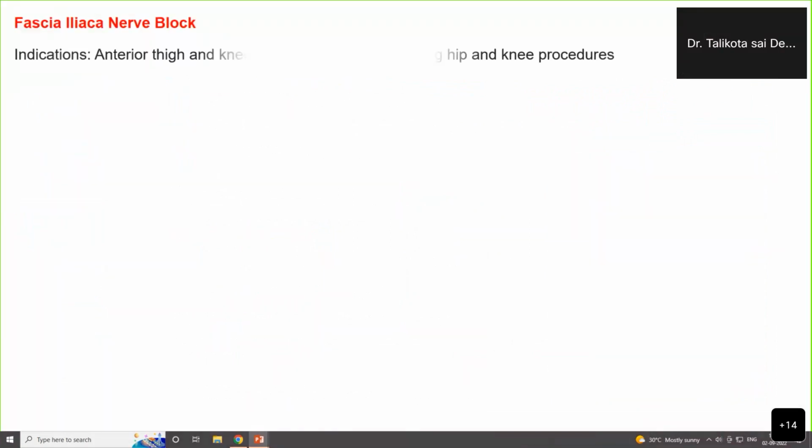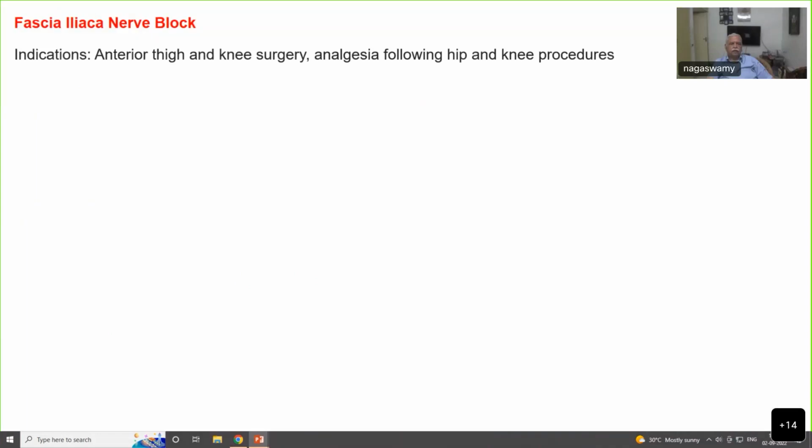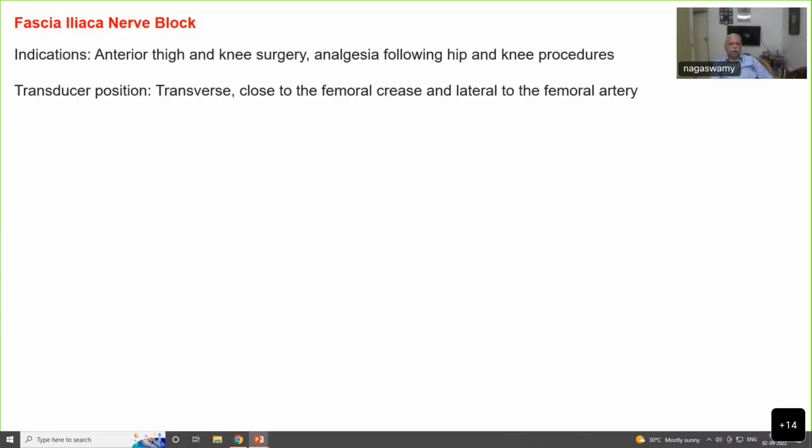So the fascia iliaca block indications are mainly for anterior thigh and knee surgery. It can be used as a sole anesthetic technique for surgery itself, or it can be used for analgesia following hip and knee procedures. And you commonly do it with a transducer. Ultrasound guided is much better than doing it by landmark technique or blindly.